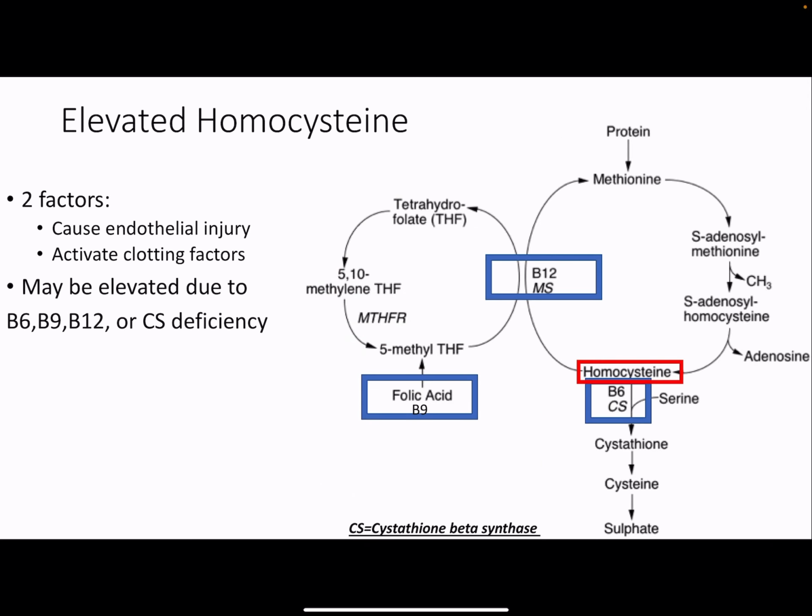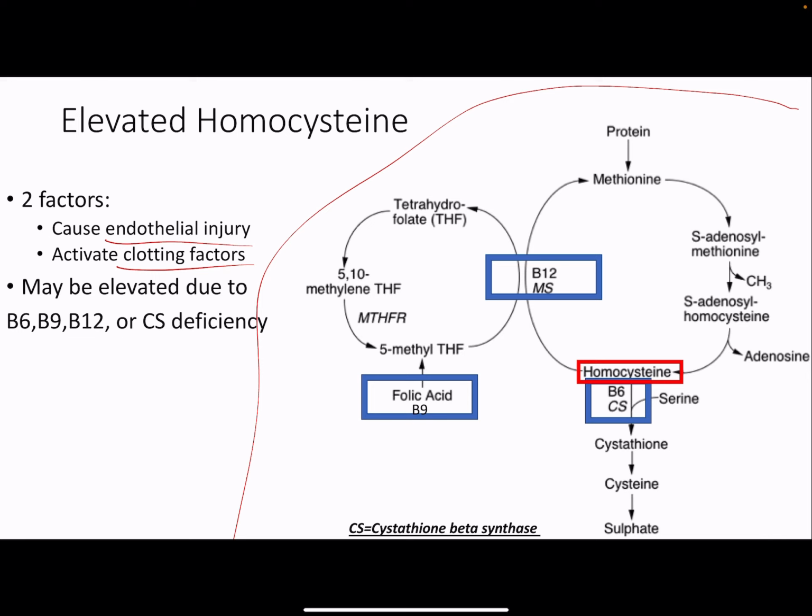Elevated homocysteine, this one's a little random. So it causes endothelial injury, check. Activates the coagulation factors, check. Why might you have elevated homocysteine? So you guys cannot escape this ever. This graph is going to come back and haunt you for the rest of your life.